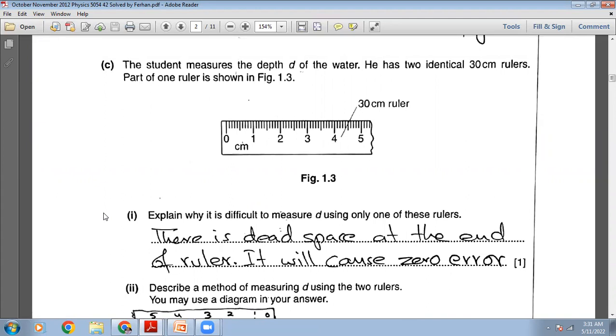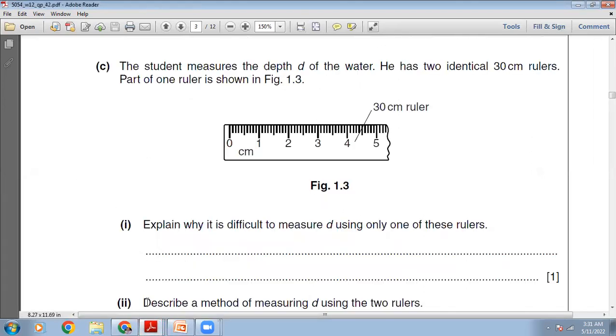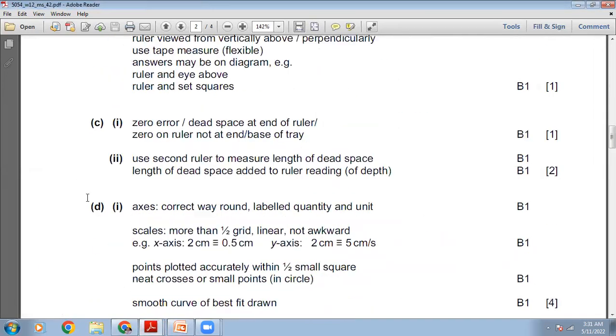So whenever you measure the depth of the water with this rule, the reading will always be less than the accurate depth. So we call this the negative zero error, because it will always give you a less value as compared to the accurate value. Then let me show you what the marking scheme says. Zero error, dead space at the end of the ruler, or zero on ruler not at the end. Zero on the ruler is not at the end, base of the tray. Okay.